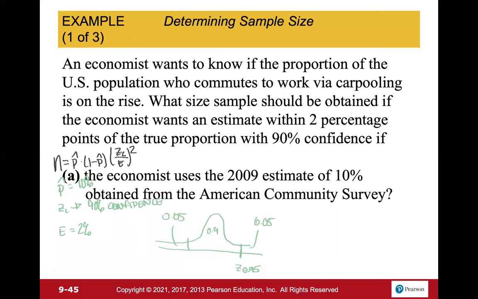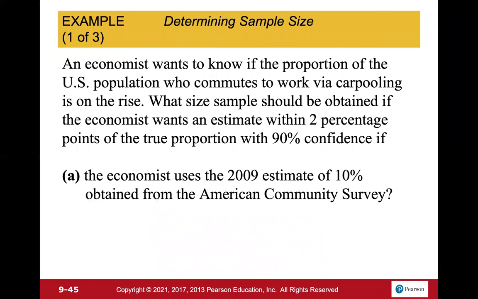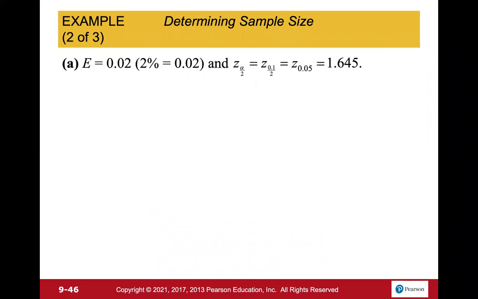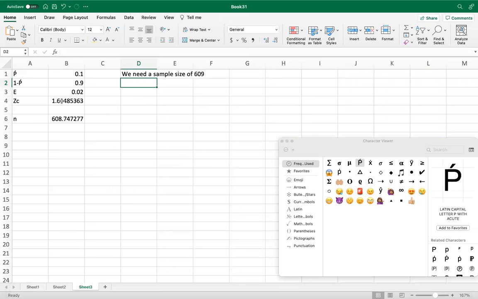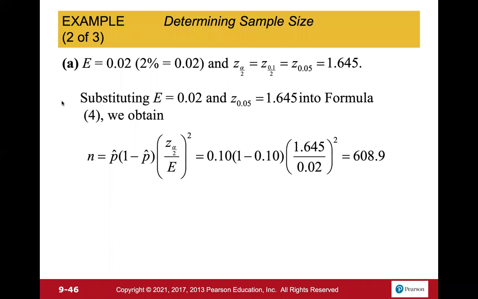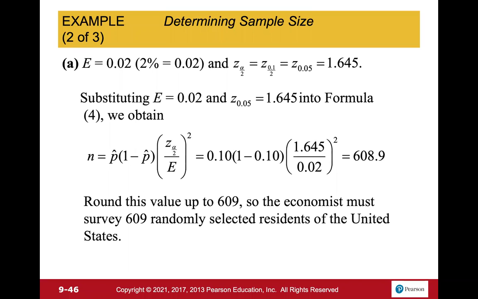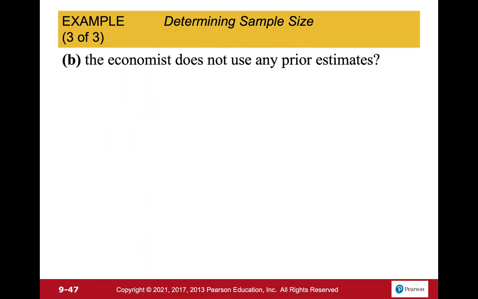And let's see if we missed anything. So here they got the z-score 1.645, which is similar to what we had over here, a little bit more accurate. So round this value up to 609. So the economist must survey 609 randomly selected residents of the United States.